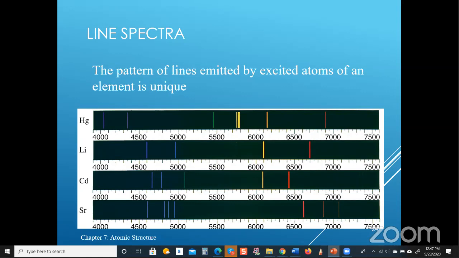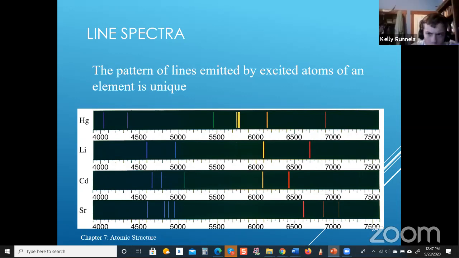So line spectra can be used as a tool for identifying elements, all right? Okay. Oh, you had a question?